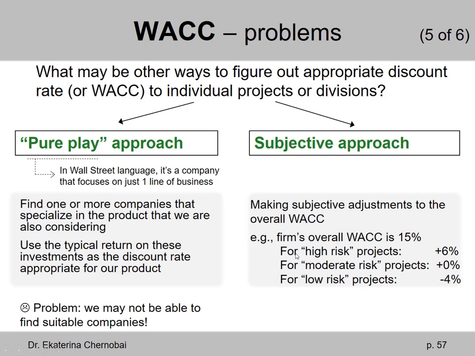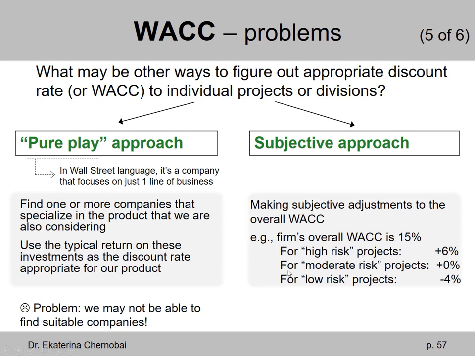We may subjectively add, let's say, 6% to our weighted average cost of capital. So what's 15%? Our WACC plus 6% subjective adjustment. That's 21%. So essentially we are saying that, okay, how about we use a 21% discount rate for this high-risk project. If it's a new project with moderate risk, we may not want to make any adjustments. So we may take our firm's overall WACC 15% as is and use it as the discount rate for such projects.